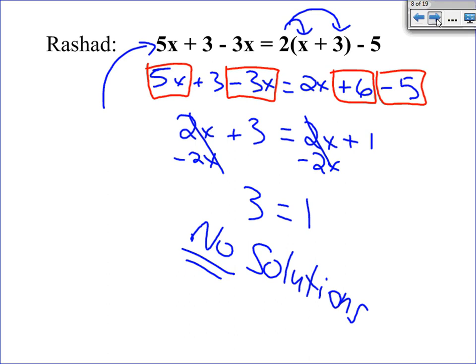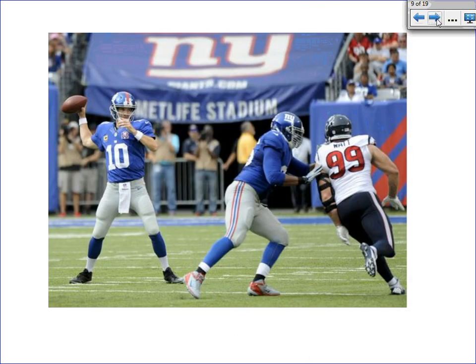All right, let's move on to Eli. Oh, there's Eli throwing a touchdown against the Texans and our nice victory.